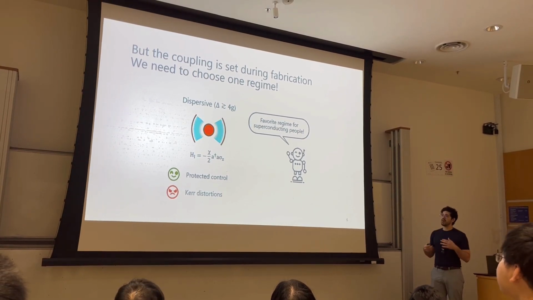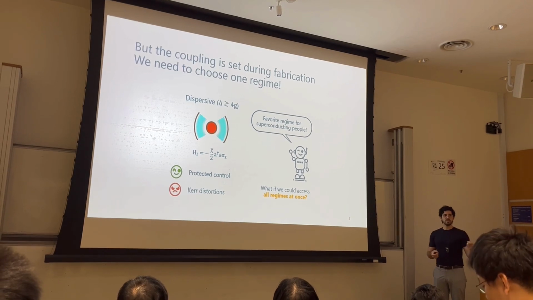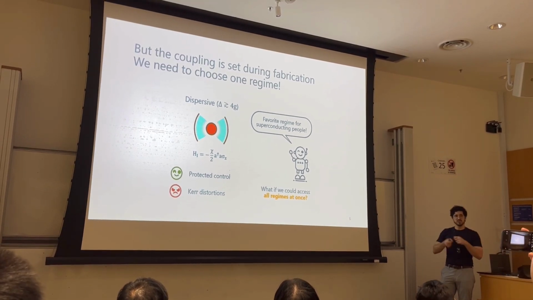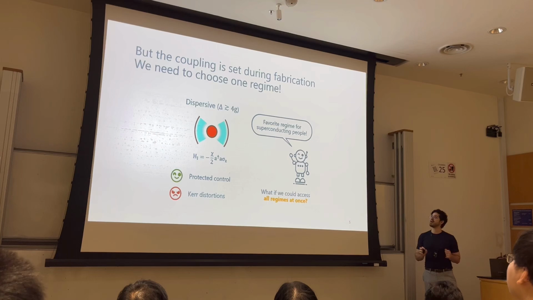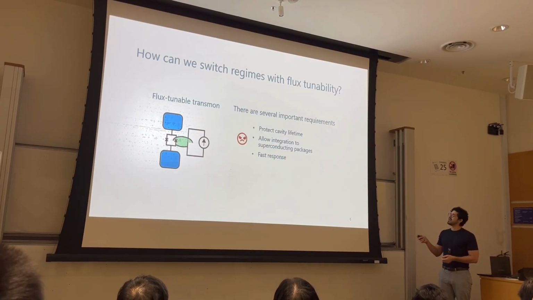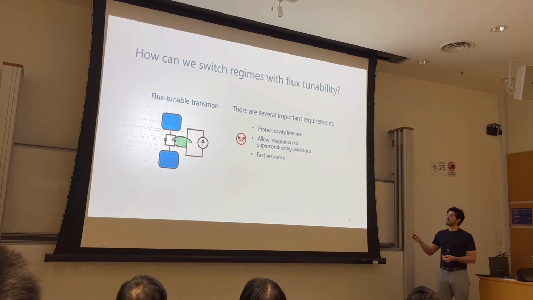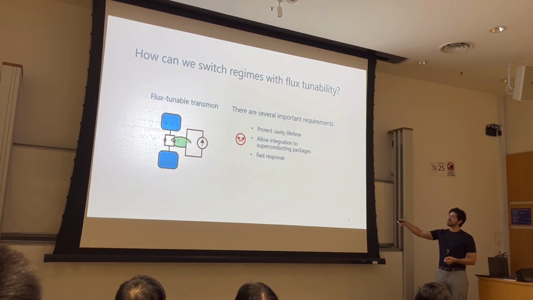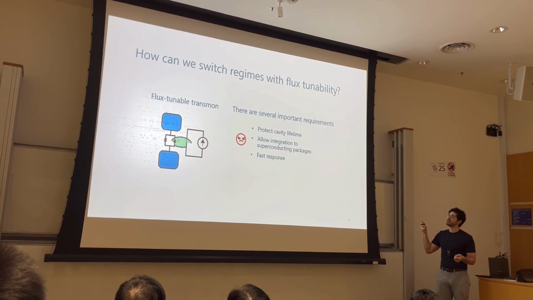But our question is, what if we can use all of these regimes at once? What if we could switch between them? We just pick the good things and leave the bad things behind, or suppress the bad things. So that's what I'm going to do. In principle, this can be done by using a flux tunable transmon. That is, you add a control line that can generate a magnetic field and bias the transmon frequency. So you can just tune whatever you want.